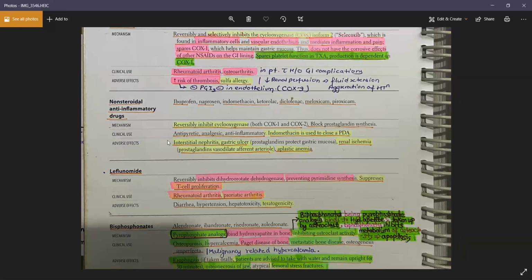Side effects, again, just like the NSAIDs, they can cause nephritis, they can cause GI ulcers, they can cause renal ischemia, because the prostaglandins are required to maintain the renal blood flow. If I inhibit the prostaglandins, I will have renal ischemia. I can also get aplastic anemia in them, right? Very important to note. So yeah, these are all the side effects of the NSAIDs.